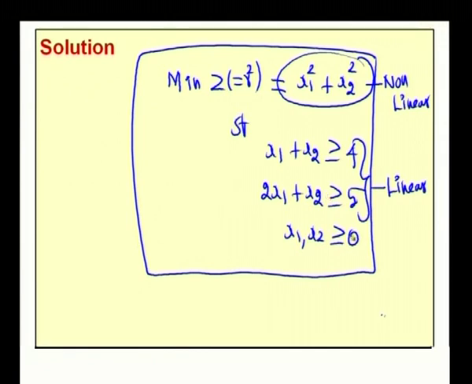Now, the last set of constraints is that both x1 and x2 should be non-negative, x1, x2 greater than or equal to 0. Therefore, our search for the pair x1, x2 should always be in the first quadrant. So, we should look for the optimum solution only in the first quadrant because of the condition that both x1 and x2 are greater than or equal to 0.